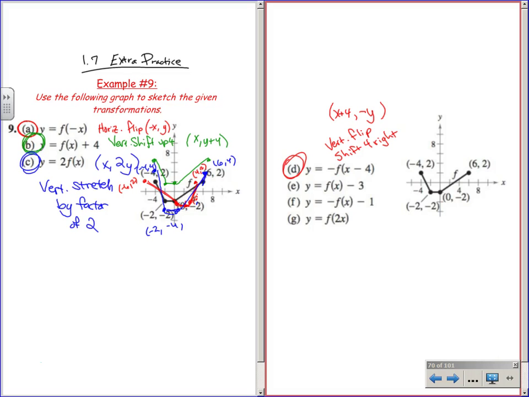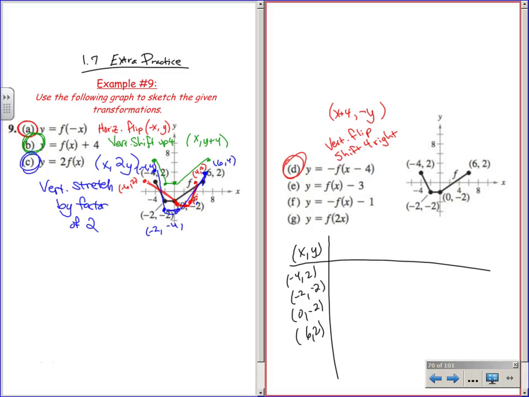And if it's helpful to you, you can make little tables where you take each of these individual or these beginning 4s. You can actually do that for this entire problem. You can make, hey, what are all my x, y's of my original function? You could list them all out. You can say, okay, I have negative 4, 2. I have negative 2, negative 2. I have 0, negative 2. And I have 6, 2.